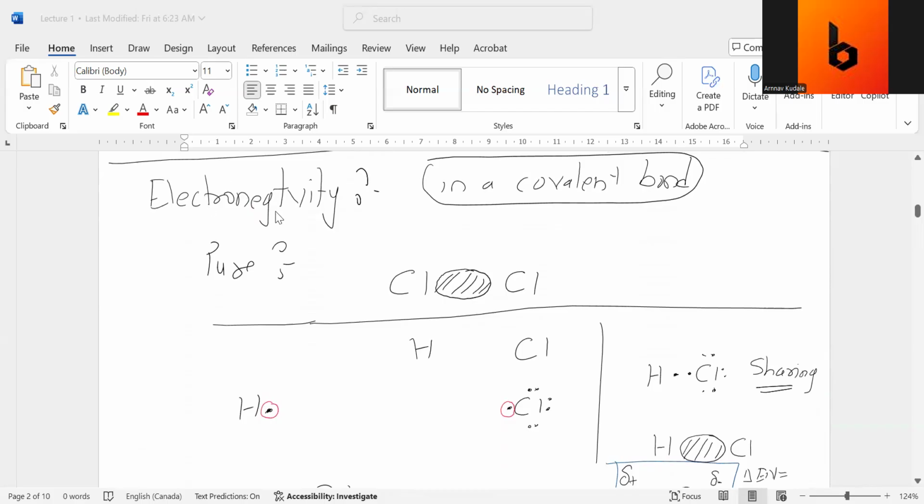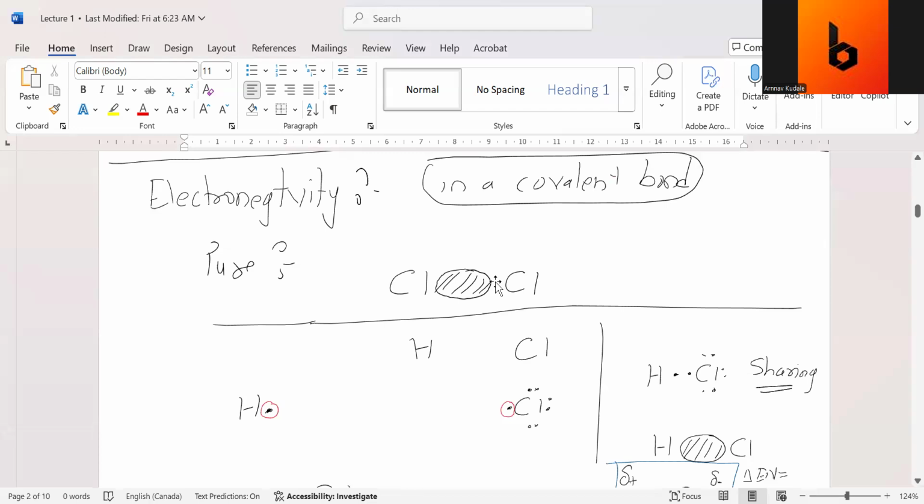Now let us understand another concept, that is electronegativity. What is electronegativity? Write down: the ability to pull electrons, in a pure covalent bond, or in a covalent bond is also fine.